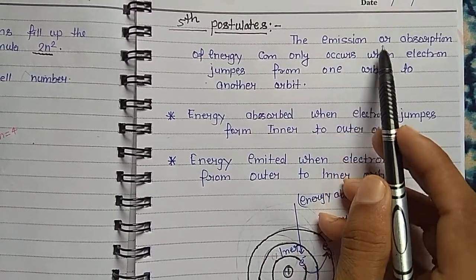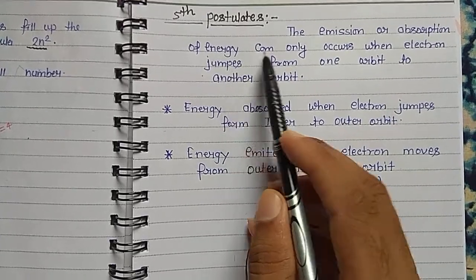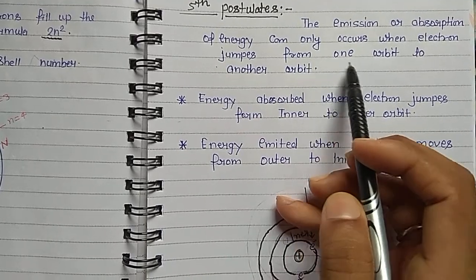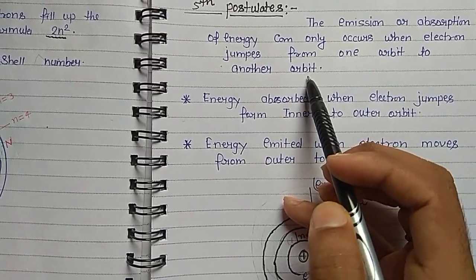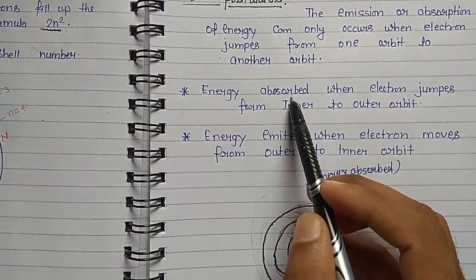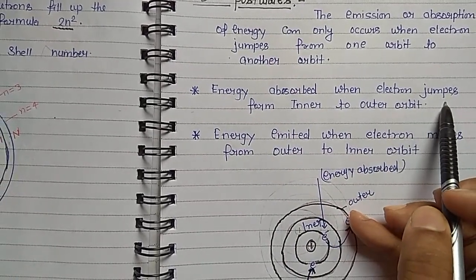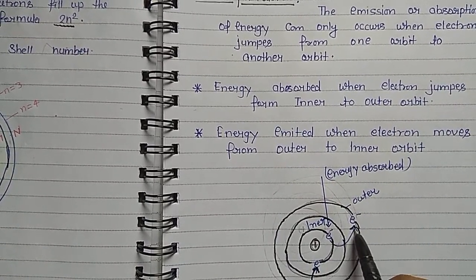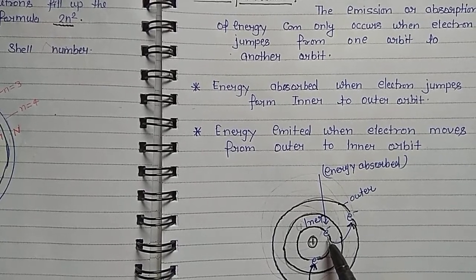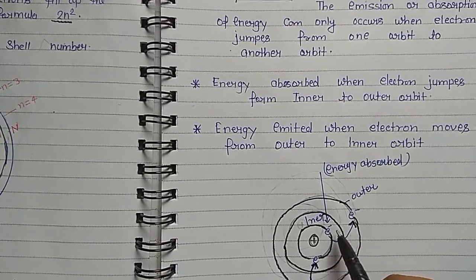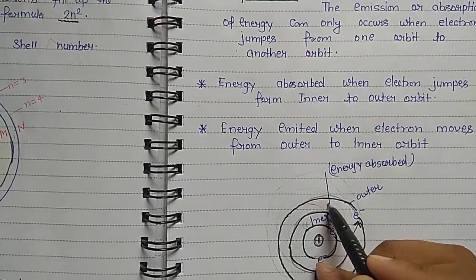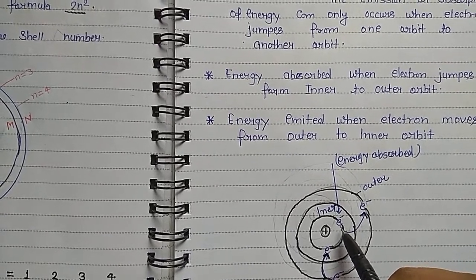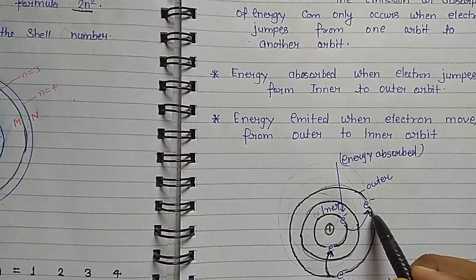The emission or absorption of energy can only occur when an electron jumps from one orbit to another orbit. That means energy is absorbed when an electron jumps from an inner to an outer orbit. This is the inner orbit and this is the outer orbit. When an electron jumps from inner to outer, the inner orbit electron gains energy. That means energy is absorbed for a jump from inner to outer orbit.